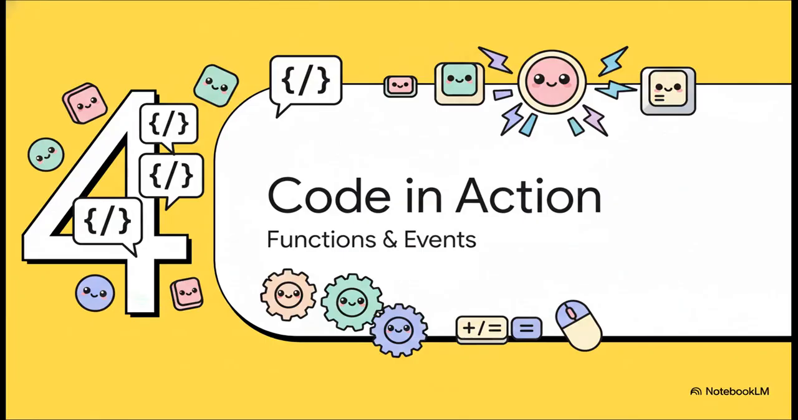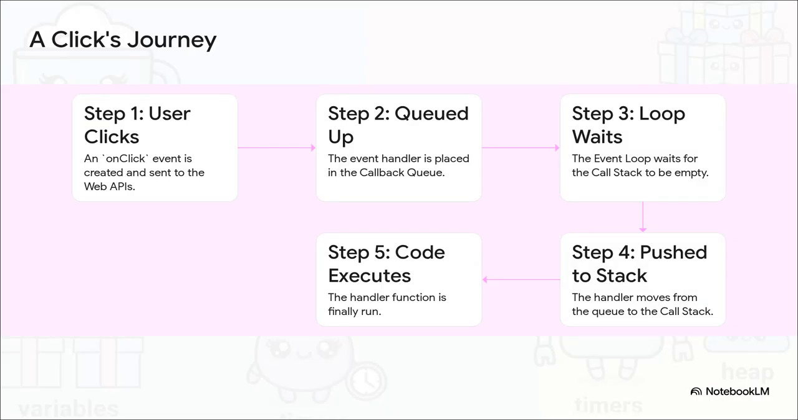Okay, we've got our data. Now we need the verbs, the code that actually manipulates that data and responds to what the user is doing. And this is where functions and the whole event-driven nature of JavaScript really shine. Let's trace what happens when a user clicks something. And let's use that runtime model we saw earlier.